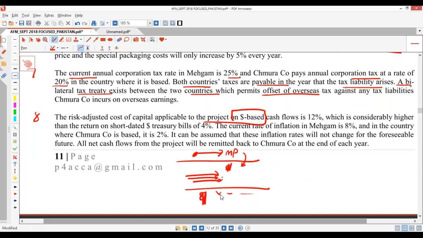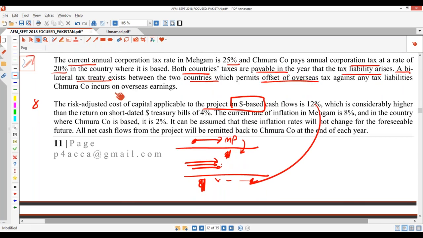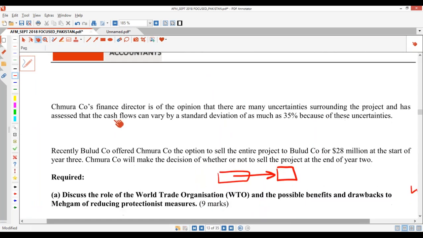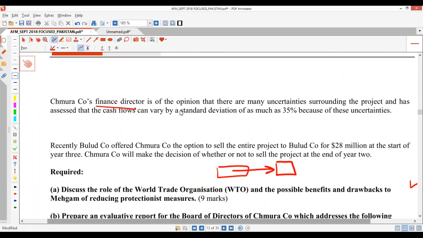This is going to be a dollar cash flow, so you need to discount using the dollar cost of capital, which is 12%. Now, Komura's finance director is of the opinion that there are many uncertainties surrounding the project, and as assessed, the cash flows can vary, and there's a standard deviation of 35%.